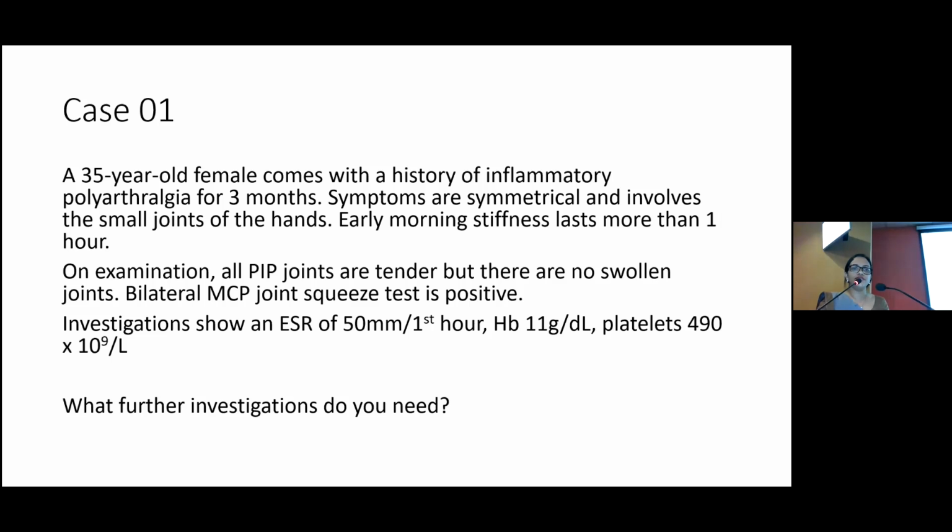And the initial investigation, this was what she came with, was an ESR of 50, a hemoglobin of 11, and a platelet count of 490. So the question I'm going to ask is, what further investigations do you need in this patient? Because basically this is a patient with inflammatory arthralgia, but not really arthritis. You can't really say it's arthritis because clinically there's no synovitis that you can detect. So on examination, other than the tender joints, there's nothing else.